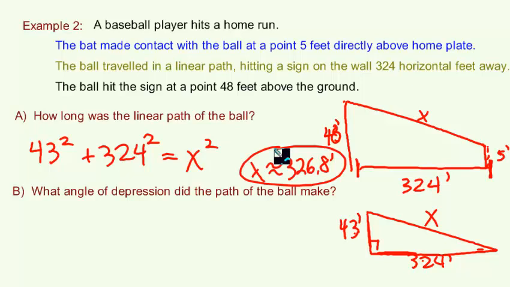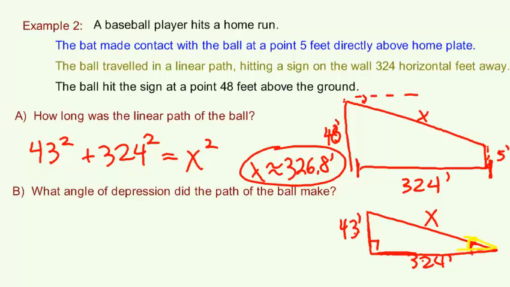So it traveled a little more, because it was going up, than it would have if it was just horizontal, which would have been 324 feet. But then it asks you for the angle of depression that the path of the ball made. That's measured off of here. Frankly, the angle of depression up here is going to be the same as the angle of elevation down here. So I'm just going to look at this as an angle of elevation problem where I'm trying to figure out the measure of that angle.